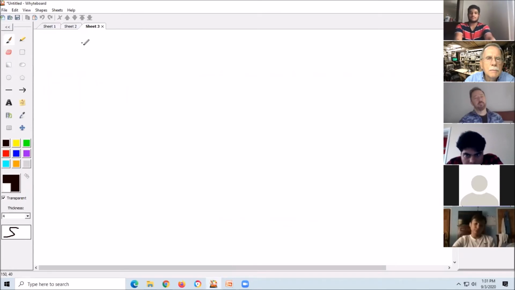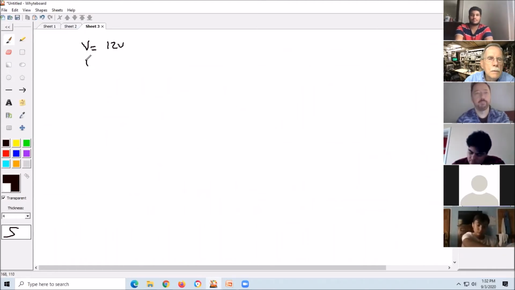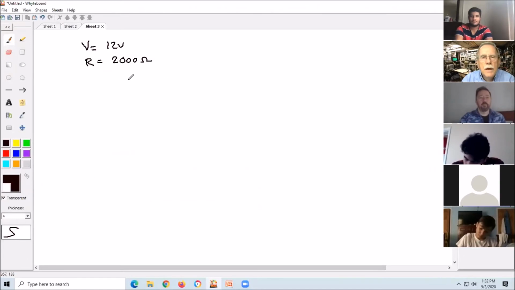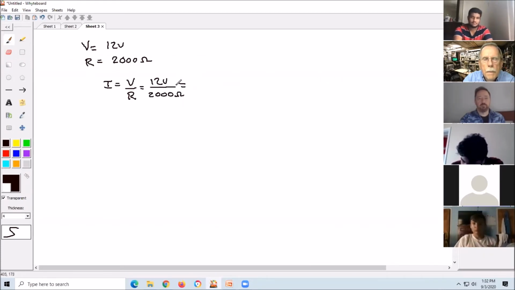All right. Let's do another example to lead into something else I wanted to talk about. Let's say I had this. If I did that, then I equals V over R, which is 12 volts divided by 2,000 ohms, which is 0.006 amps.